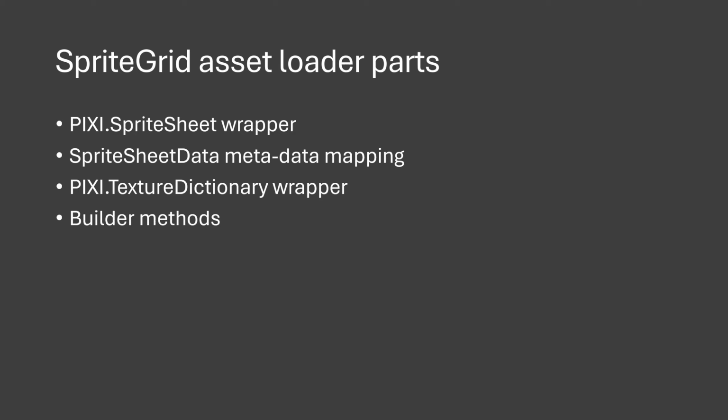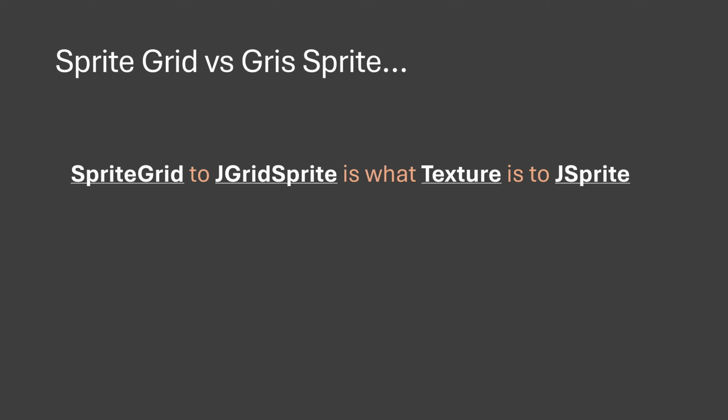And finally, we will add some methods to our asset builder. Actually, we'll add one method and we'll add code to the build method itself to take care of building the sprite sheets. All right, so sprite grids, I should say.